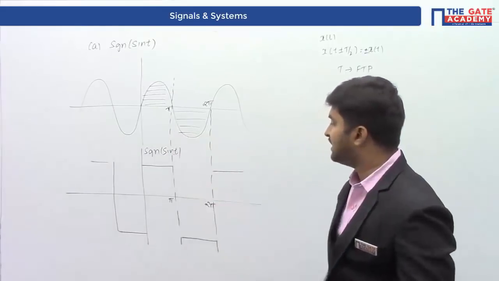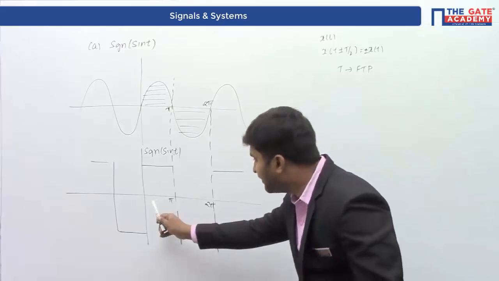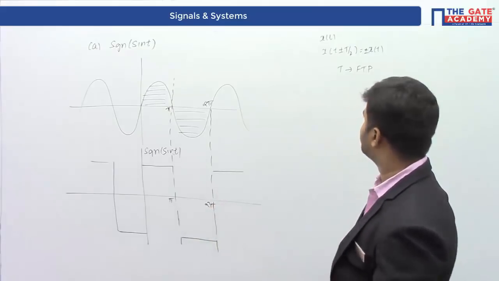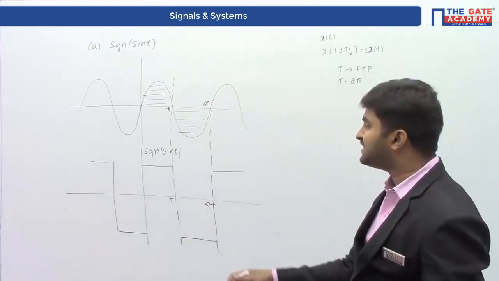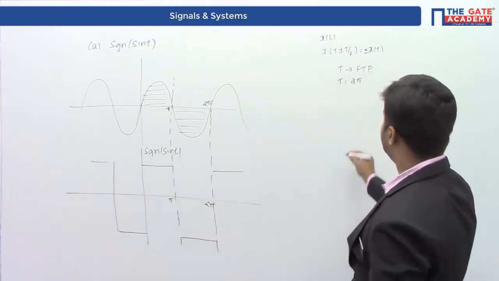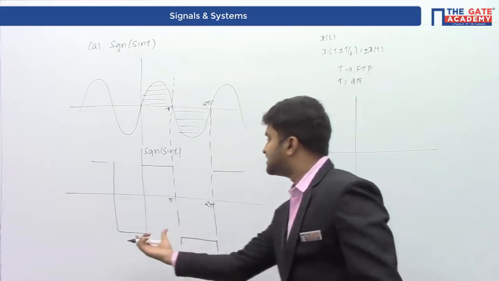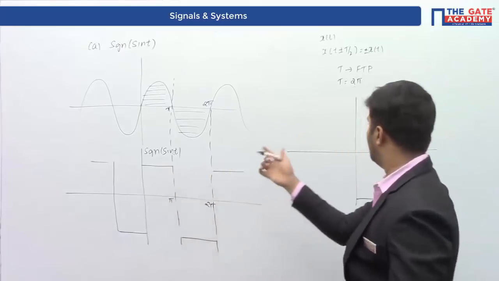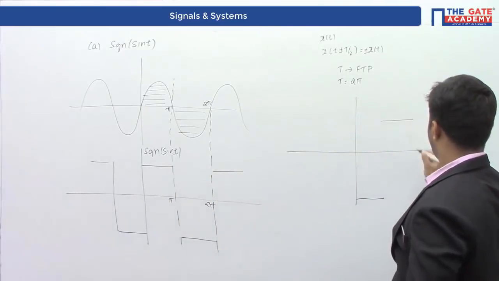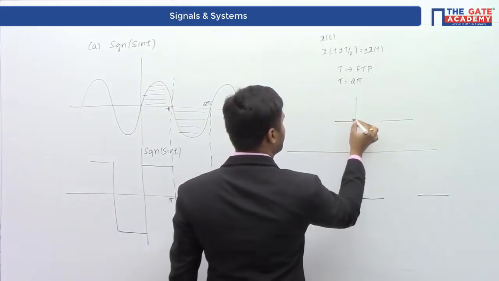So this particular signal, I want to delay it by half its time period. What is that half time period? The fundamental time period of the signal is 2 pi. So when I delay the signal by pi, what happens? This part will come here, this part will go. So this is how the signal is going to be.